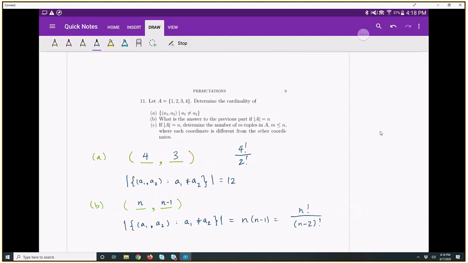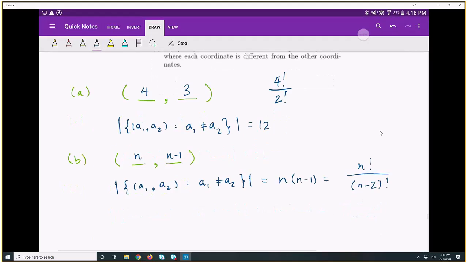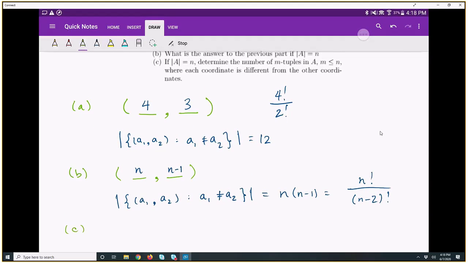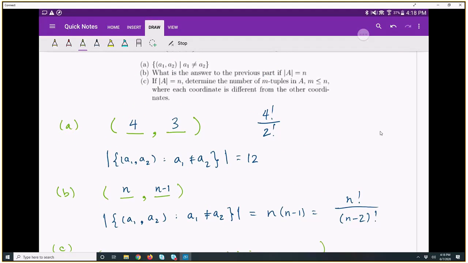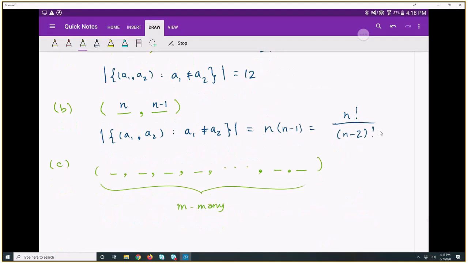Now what if the cardinality of A is n? How many m-tuples? By m-tuples we mean ordered tuples with m many spaces, and m is less than or equal to n. So since the cardinality of the set is n, I have n, then n minus 1, then n minus 2, and so on, all the way down to n minus m plus 2 and n minus m plus 1.